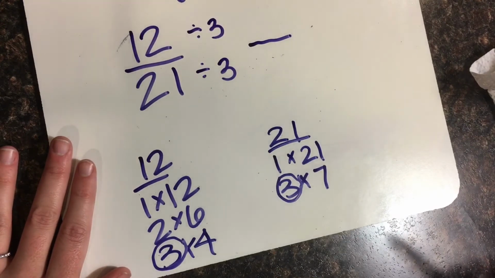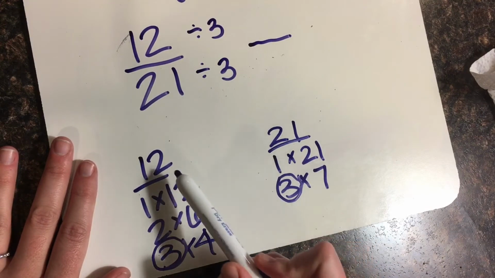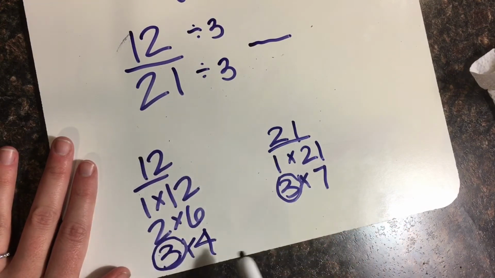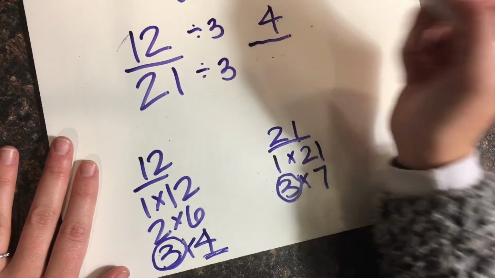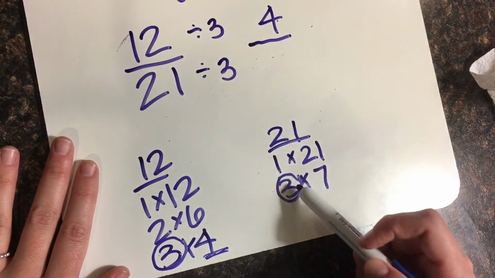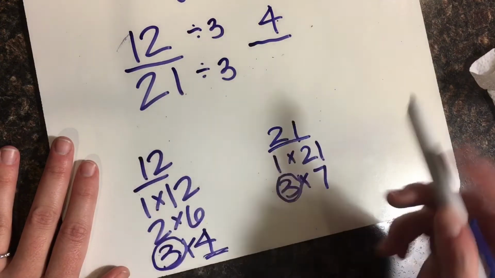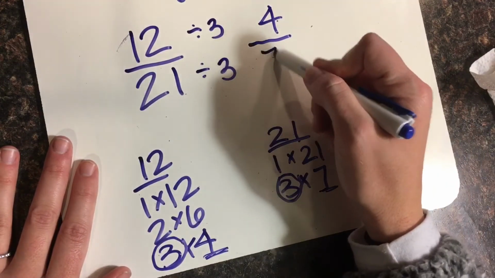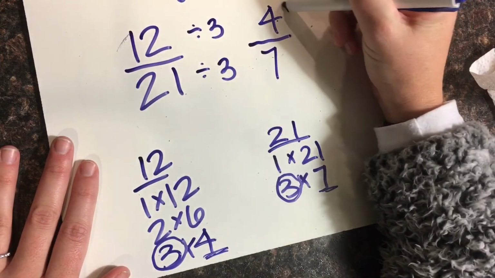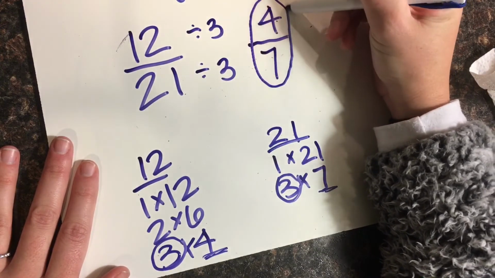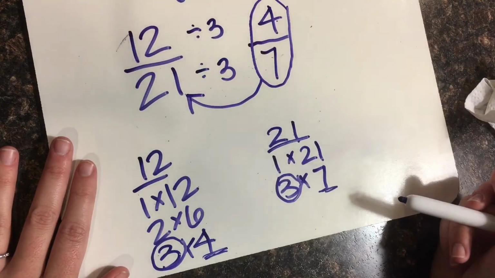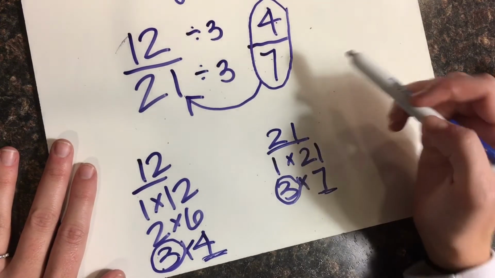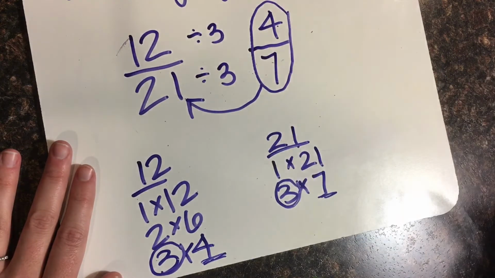Okay, again, the way that I like to do it is I like to look at the other side of the fact family. So 12, 3, 4. 12 divided by 3 is 4. 21, 3, 7. 21 divided by 3 is 7. And my simplified version of 12 divided by 21 is 4/7. These two fractions are equivalent. 4/7 is just the simplified version.